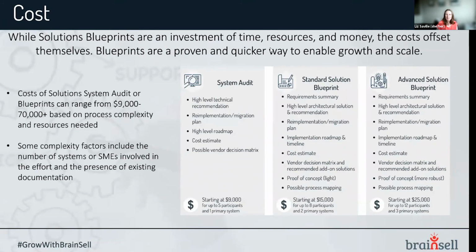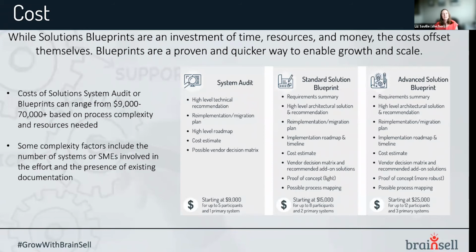So we have a couple levels of solution blueprint, one of which is purely a system audit. This isn't actually even a blueprint. It's just a light auditing of a current system, understanding its current capabilities, and making some high-level technical recommendations on whether or not to have a re-implementation or a migration plan. And then with a standard blueprint, we go into more detail. So we have those subject matter expert interviews, we do a more detailed requirements review, and we make an architectural and technology recommendation in addition to highlighting some process and additional fields there.